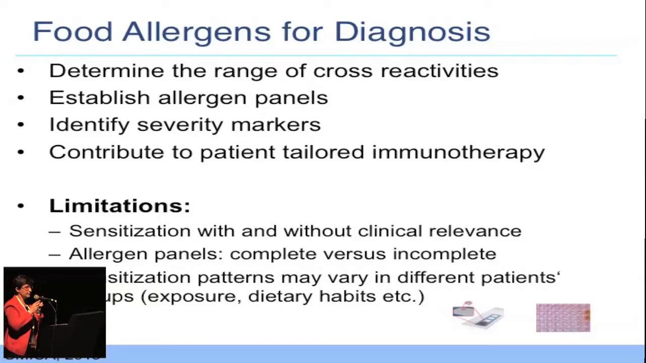Cross-reactivity means IgE antibodies specific for one allergen also recognize highly homologous allergens. You can establish allergen panels per food: for kiwi fruit, for hazelnut, for peanut. You can hopefully identify severity markers, allergens that predict a more severe clinical picture compared to other allergens. And in the future, they may also help to work towards patient-tailored immunotherapy. So this could be the outlook.